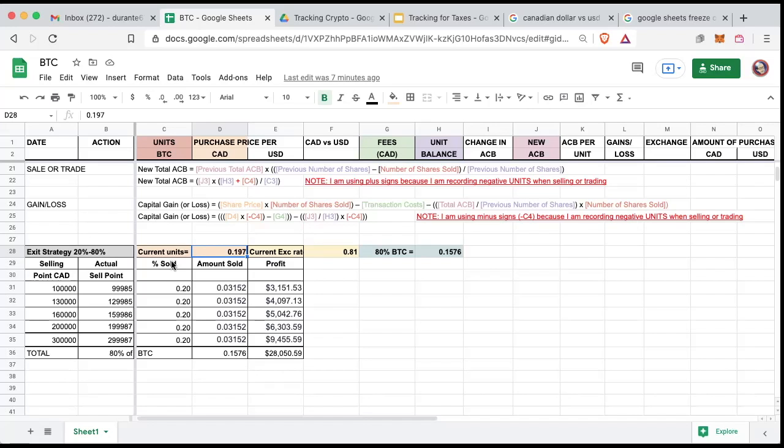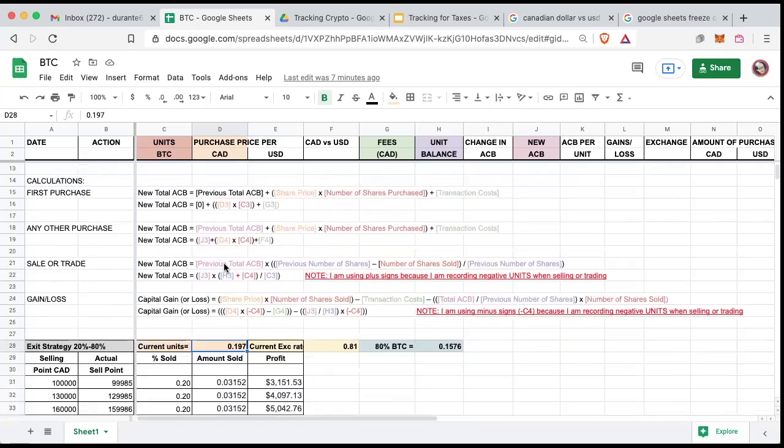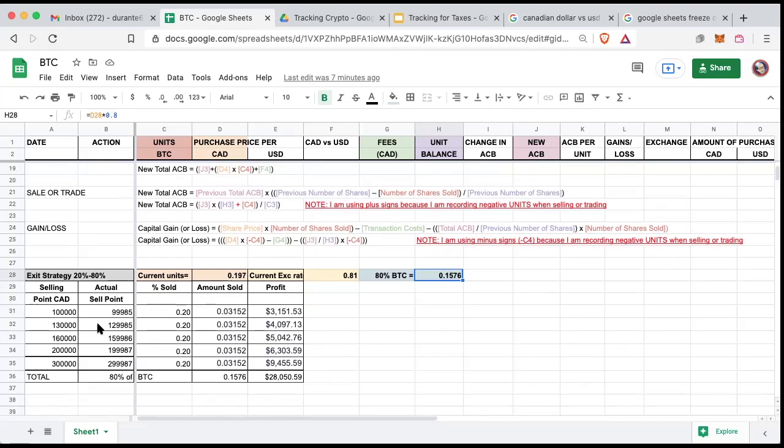So just an idea. In this chart, I take my current units. I manually enter this. I just go up here, whatever my current total of coins are, I enter it right there. Here's the exchange rate if you wish to use it, that I manually enter. And here I just say that 80% of my Bitcoin is equal to that number. Now that's a calculation. It takes whatever's in D28, the number of coins I have, and just multiplies it by 0.8, which is 80%. So 80% of this total number of coins is 0.1576, and that's going to be used in my calculations in my chart down here.